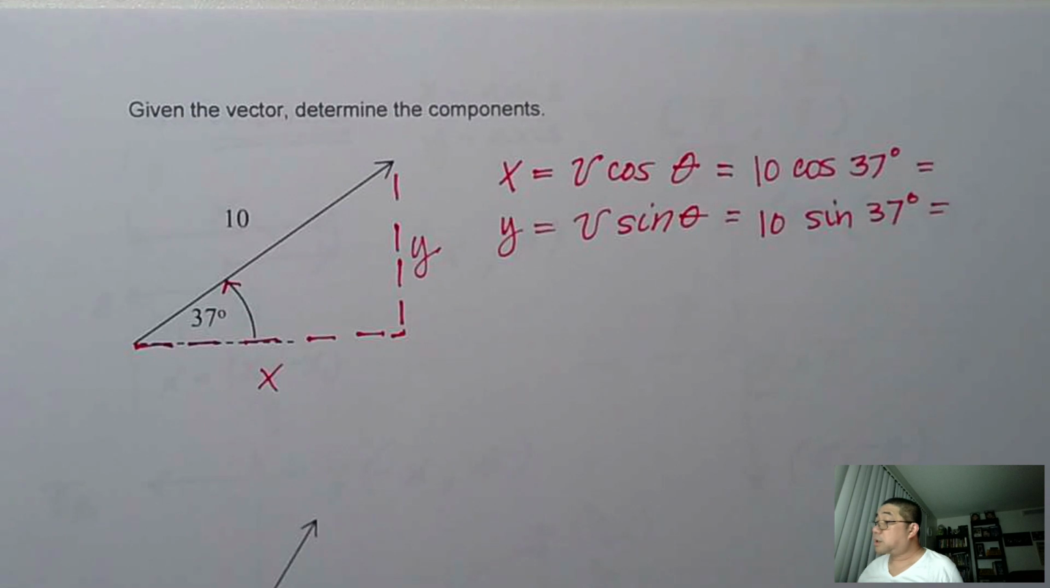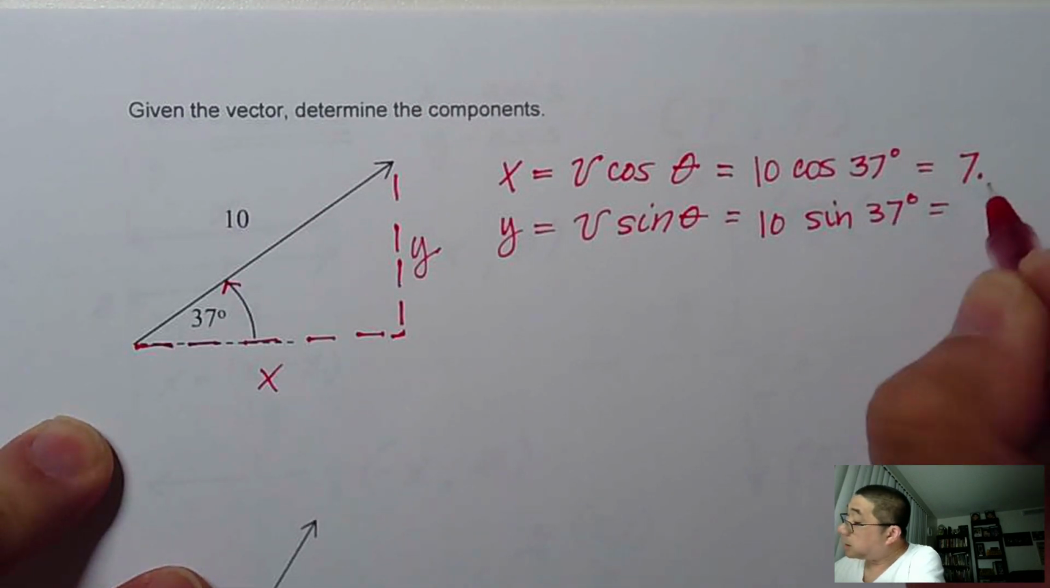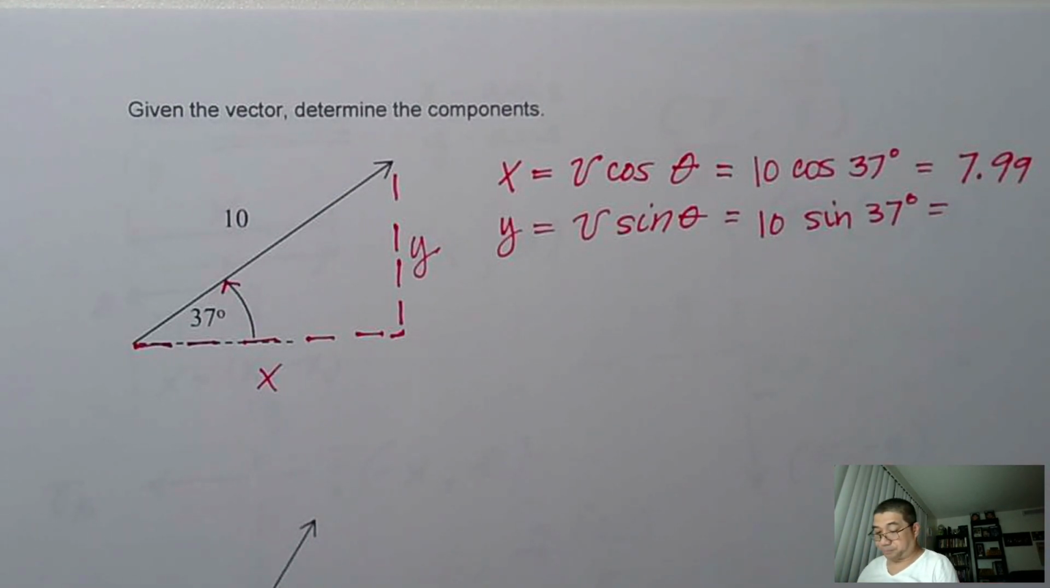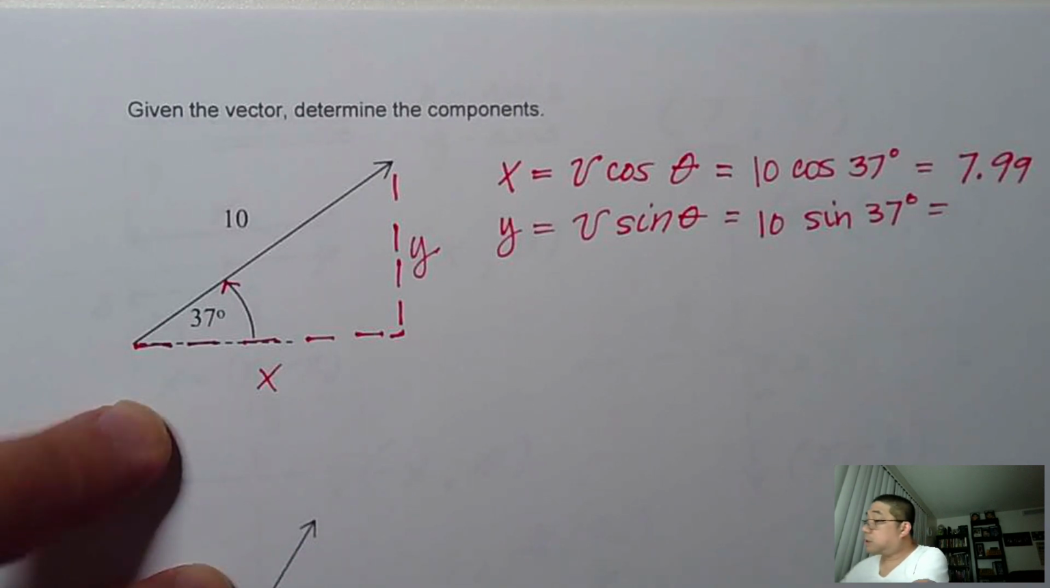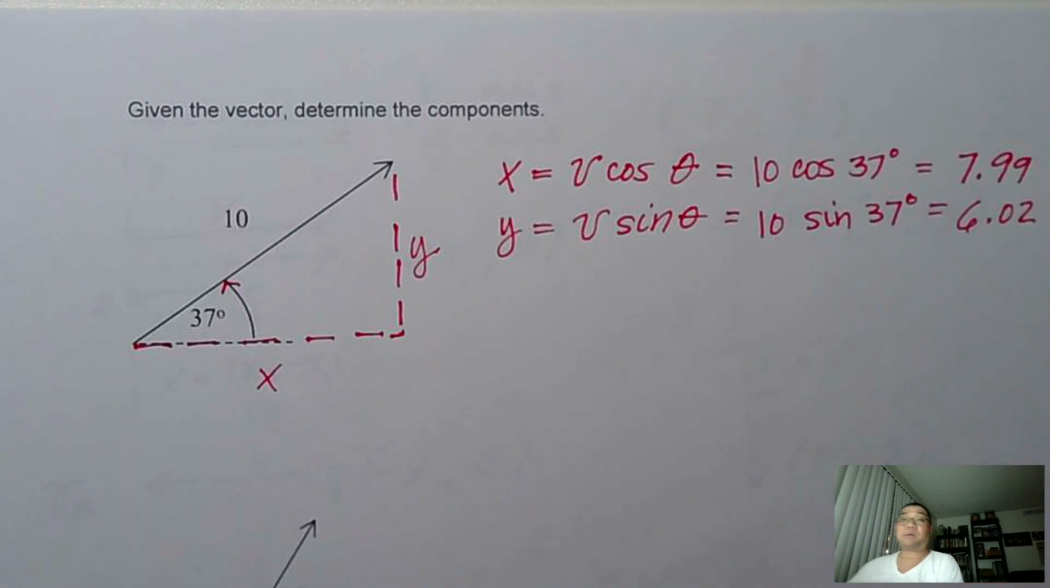So first one, that is cosine of 37. So cosine of 37 degrees, that's 0.799 multiplied by 10, so your answer is 7.99, whatever the unit is of that vector. Next, we have sine of 37. Let's multiply it by 10, and that is 6.02, whatever the unit is.